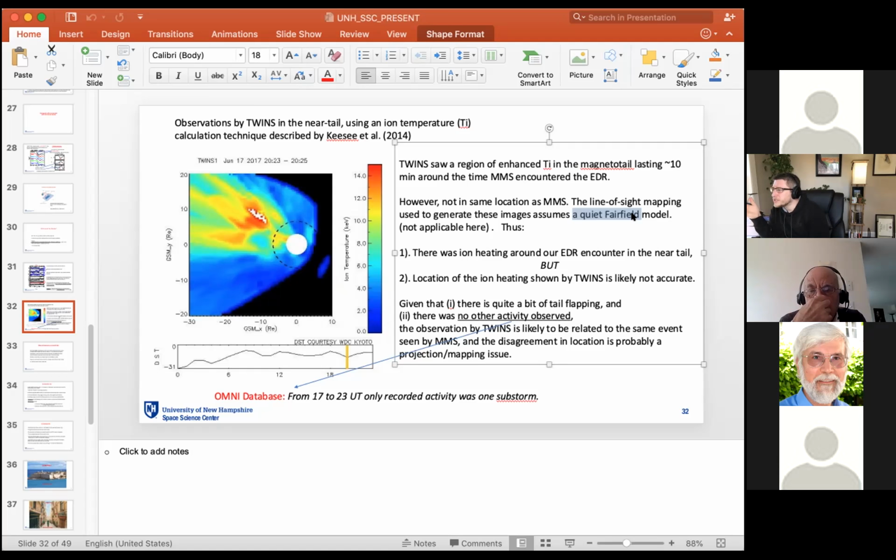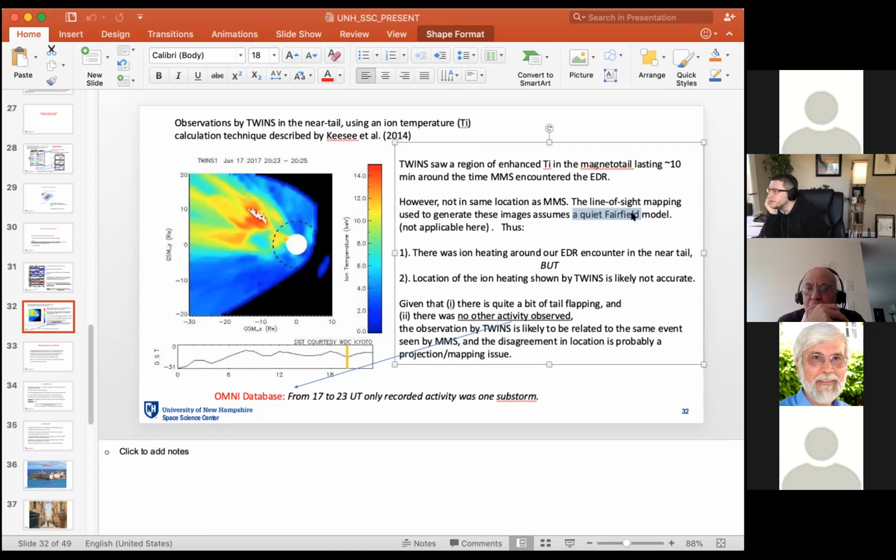Yeah, and you mentioned the TSO4 too. That could capture the twisting, but there's no model, empirical or global MHD, that's really going to capture the flapping, as far as I know.